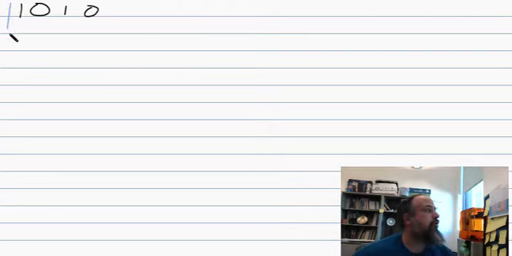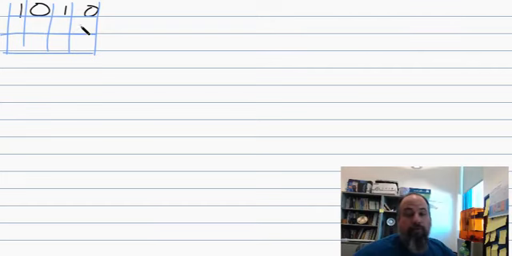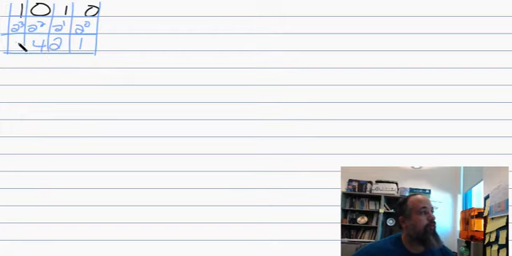So first, draw the chart. Then within the chart, you draw the powers of 2. So 2 to the 0, 2 to the 1, 2 squared, and 2 to the 3rd. Then you put the values of the powers of 2. So 2 to the 0. Anything to the 0 power is 1. Anything to the 1 power is itself. 2 times 2 is 4. 4 times 2 is 8.